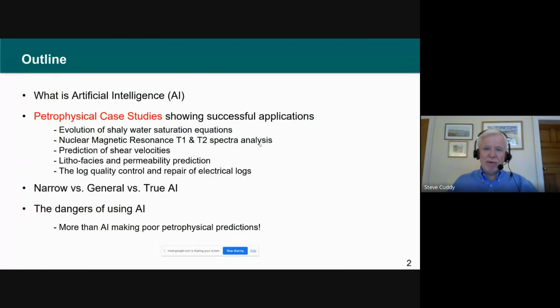So this is an outline of my talk today. I'm going to tell you what I mean by artificial intelligence, AI. I'm going to show you 5 petrophysical studies, but I'll go into the detail later on rather than just read them out. I will give you some background to AI, tell you the difference between narrow, general, and true AI. These are important concepts. And then I'll finish by telling you about the dangers of AI.